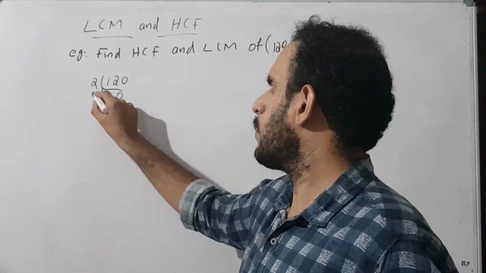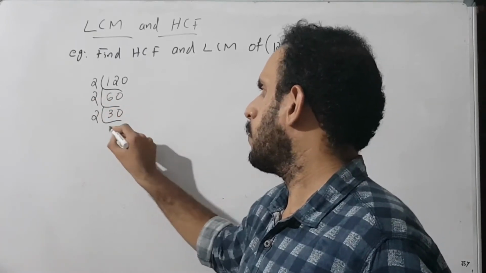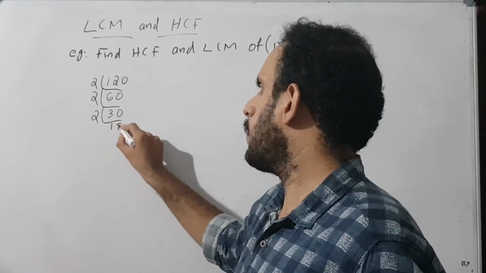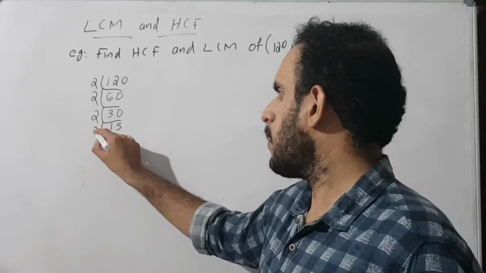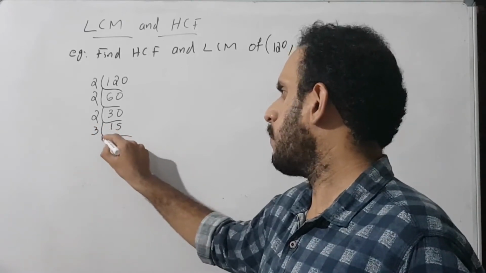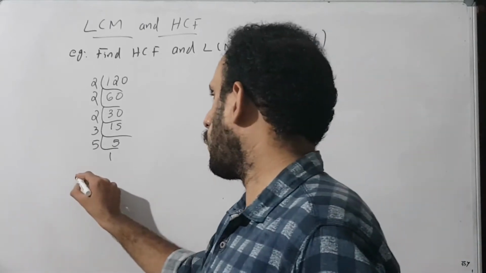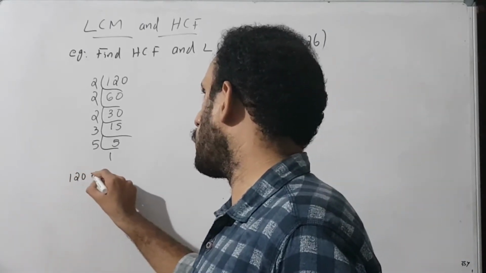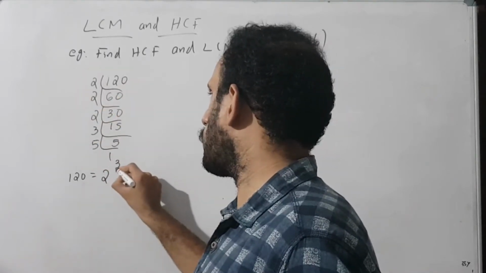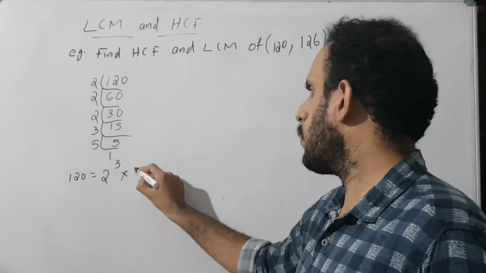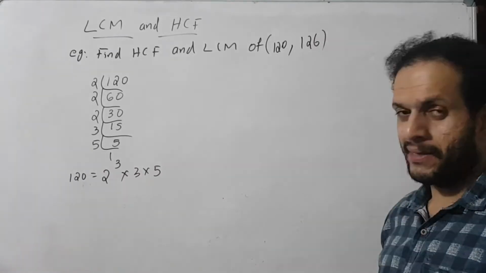60, again 2, 30, again 2, 15. Then is 2 possible? No. 3, 5, 5, 1. So we write here 120 is equal to 2 raised to 3 into 3 into 5. I think that is clear.